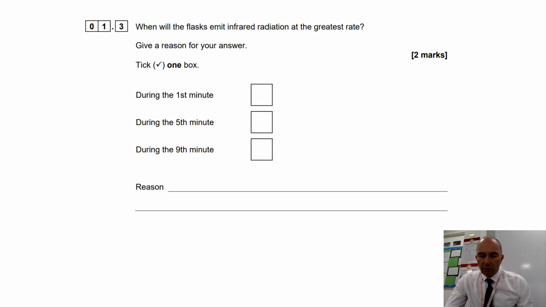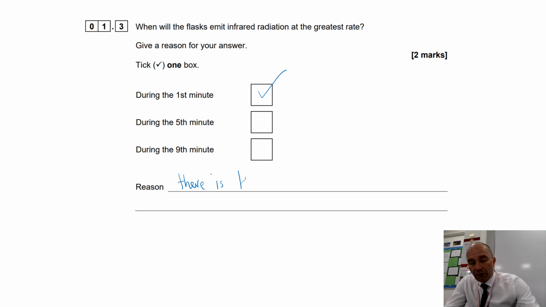So on to question 1.3. The question is, when will the flasks emit infrared radiation at the greatest rate? We've also got to give a reason for that answer. Now, this is one of those things that you just need to remember: the hotter something is, the greater the rate at which it emits infrared radiation or cools down. So, because we're starting off with very hot water, the answer is during the first minute, and that's because we have the biggest temperature gradient.